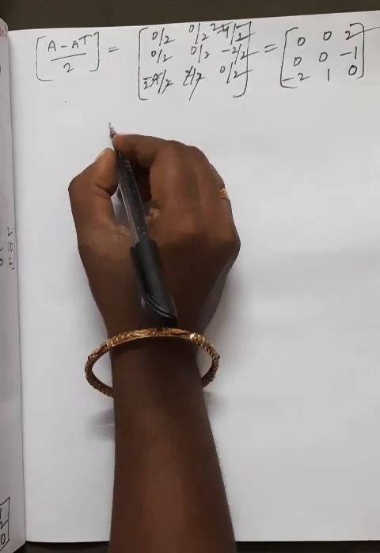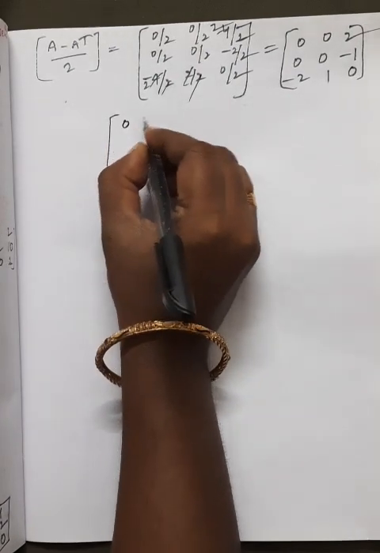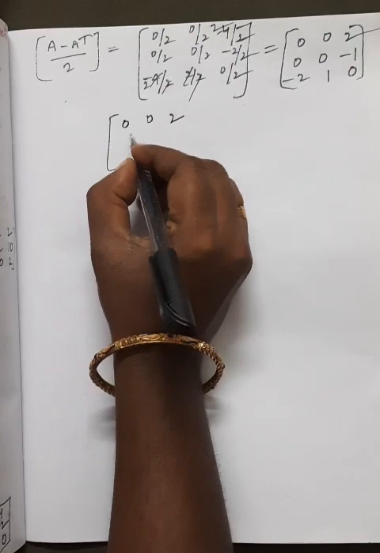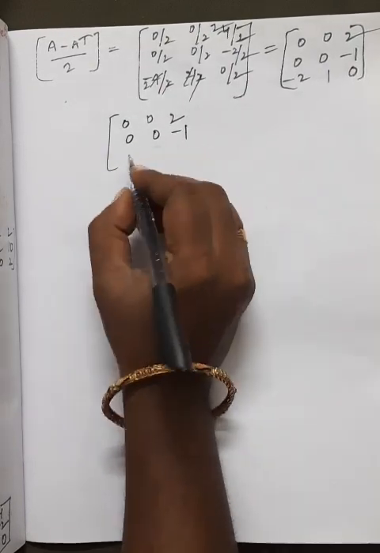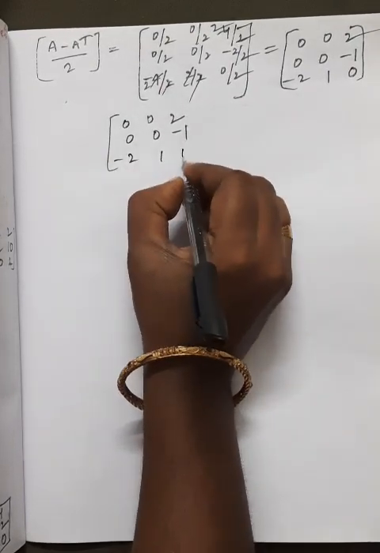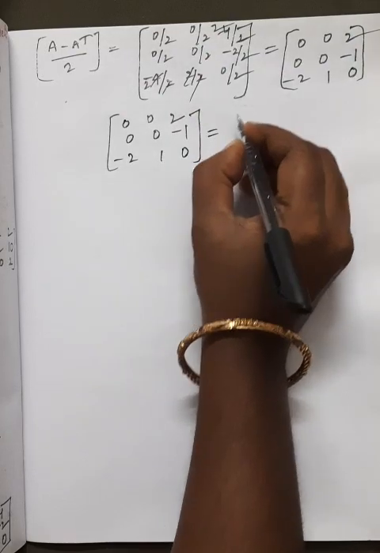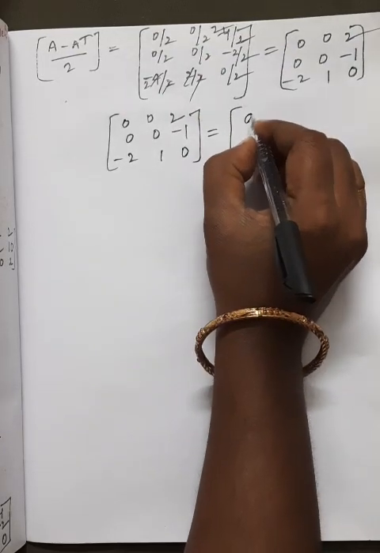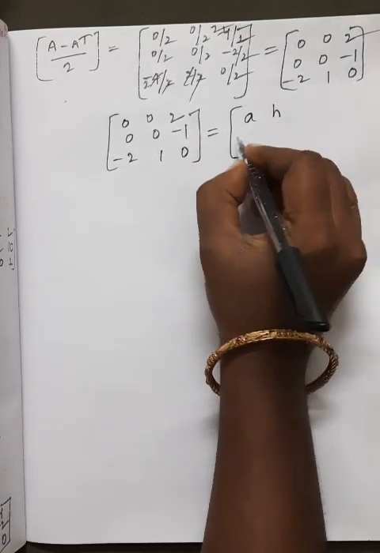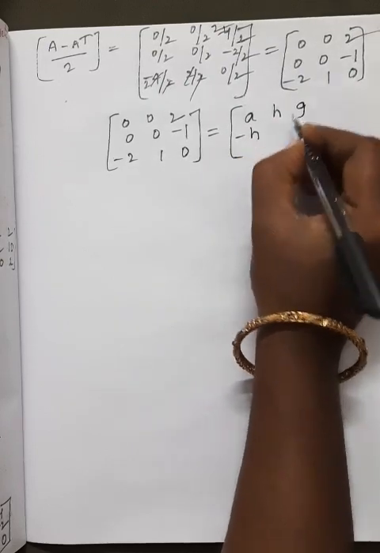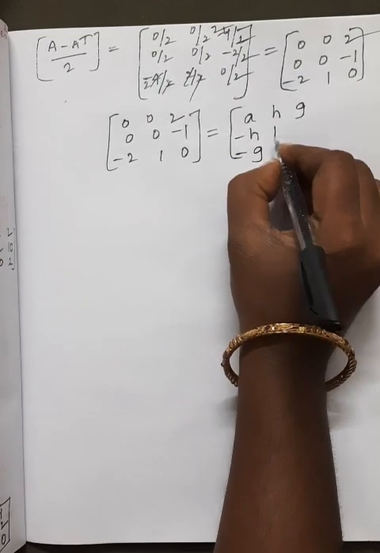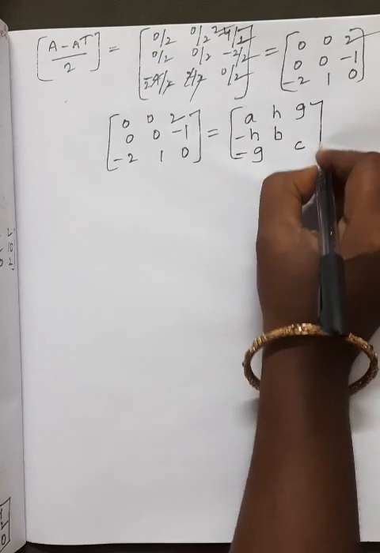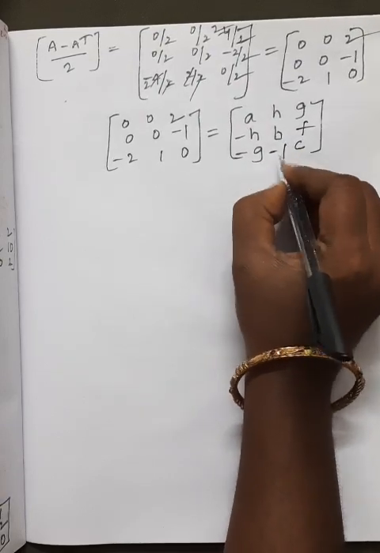So let us check. 0, 0, 2, 0, 0, minus 1, minus 2, 1, 0, which is equal to A, H, minus H, G, minus G, B, C, F, minus F.